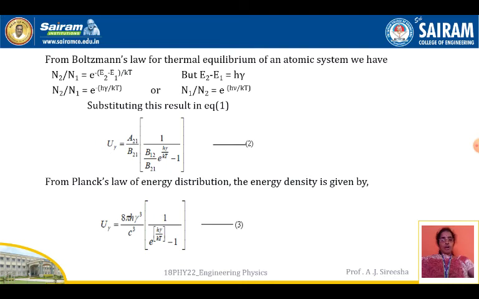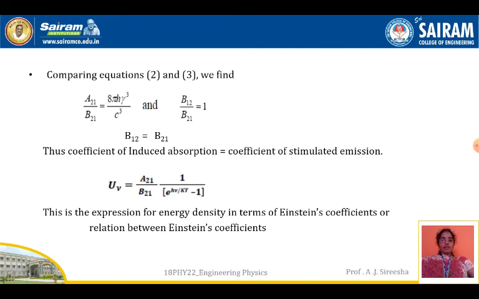From Planck's law of energy density, the energy density is given by u nu is equal to 8 pi h nu cube by c cube into 1 by (e to the power of h nu by kT minus 1). This is equation 3. Comparing equations 2 and 3, we can find that A21 by B21 is equal to 8 pi h nu cube by c cube and B12 by B21 is equal to 1.